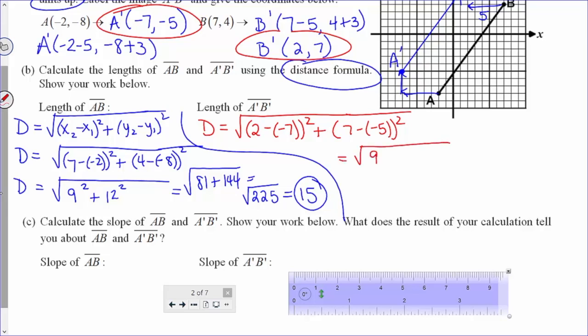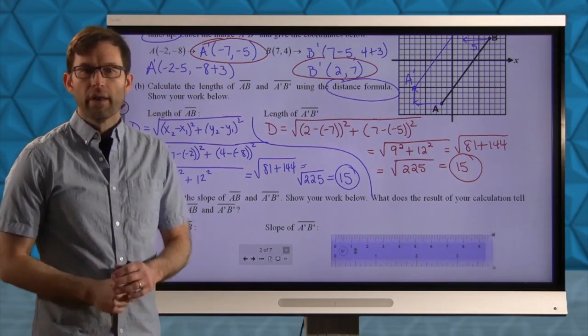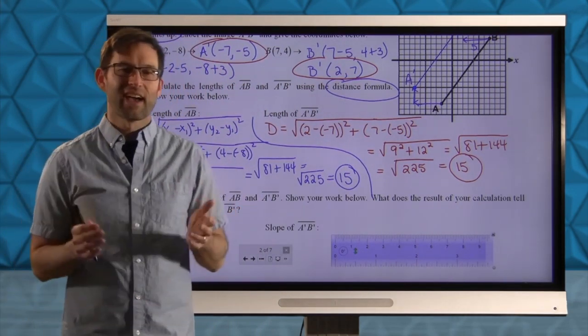2 minus negative 7 is 9 squared. 7 minus negative 5 is 12 squared. Again, giving us the square root of 81 plus 144, which is the square root of 225, which is yet again 15. All right. And of course, this is exactly as it should be.